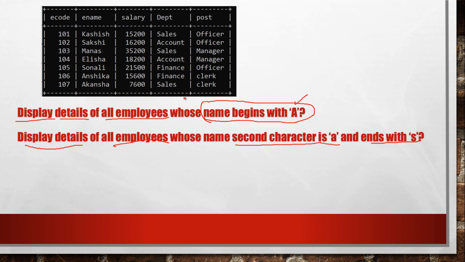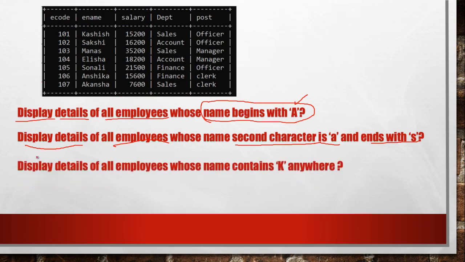Okay, now after that the next question is display details of all employees whose names contain K anywhere. So obviously it means we want to show the record of those employees in which the K character appears anywhere in their name. So you can see that in case of Kashish, K appears at the beginning, in Sakshi, K appears, and in Anshika. These three records contain the K character, right? In case of Kashish, the K character appears at the start. In this, the K character appears at the third position. In this, the K character appears at the second last position. So basically we have to show only those records in which the K character appears anywhere in the name.